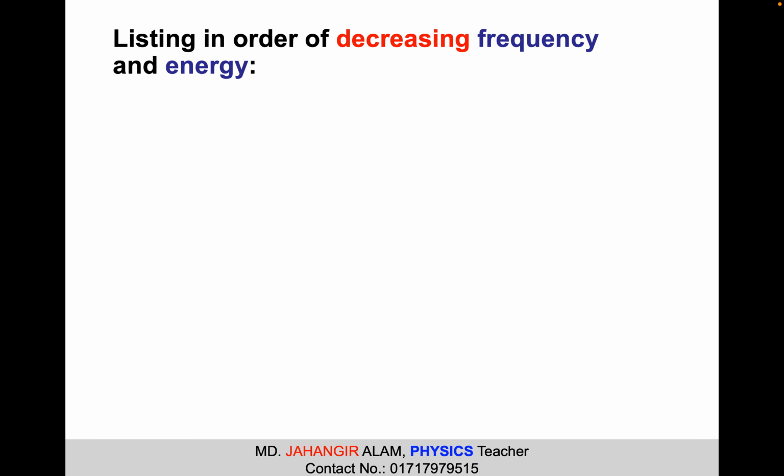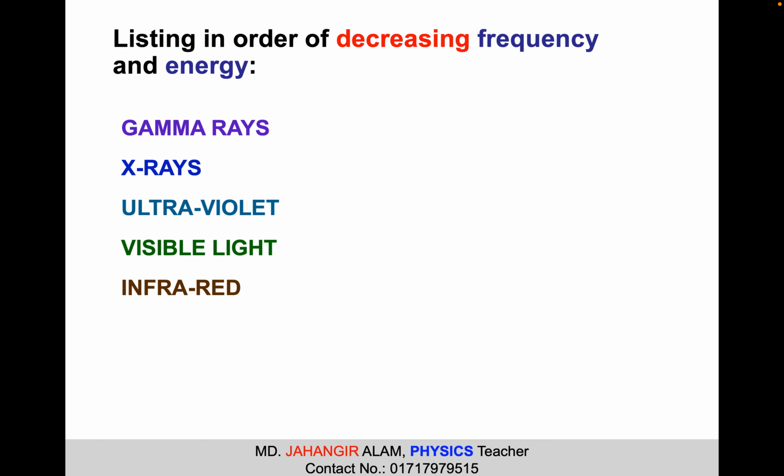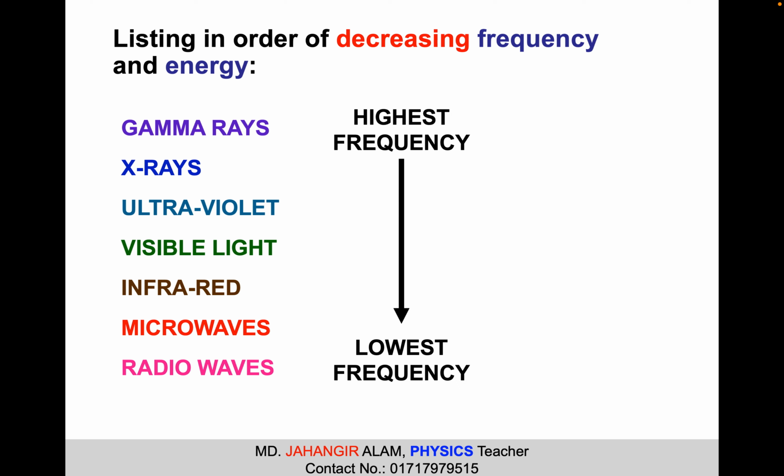List in order of decreasing frequency and energy. Gamma rays have the highest frequency and highest energy, then X-ray, ultraviolet, visible light, infrared, microwaves, radio waves. So from highest frequency to lowest frequency: the highest frequency is gamma rays and the lowest frequency is radio waves.